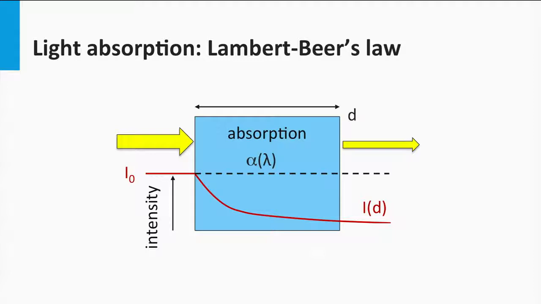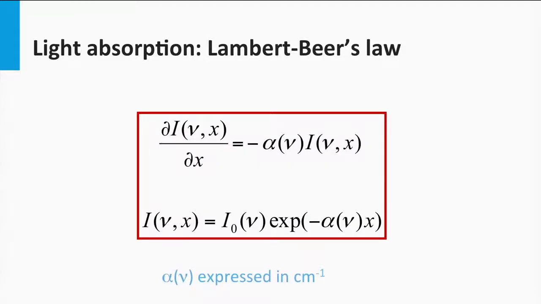This behavior can be described by the Lambert-Beer law. This law states that there is a logarithmic dependence between the intensity of the transmitted light through the layer and the product of the absorption coefficient and the path length. Or presented in another way, over an infinitely small distance dx, the decrease in the light intensity due to absorption, dI/dx, is equal to the product of the absorption coefficient and the light intensity at position x. This is the differential form of the Lambert-Beer law.